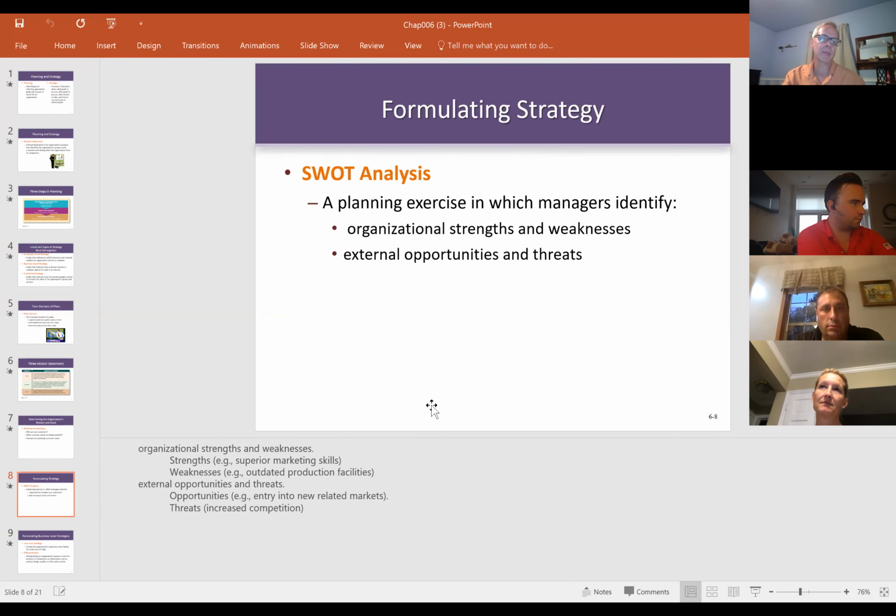So SWOT analysis, many of you are familiar with that. I just wanted to make sure everybody understands. SWOT: strengths, weaknesses, opportunities, threats. The idea is strengths and weaknesses are internal, right? What are we strong with, and what are our weaknesses?